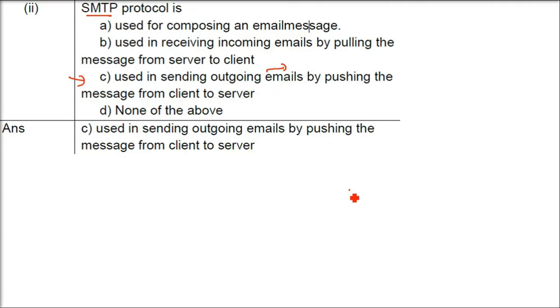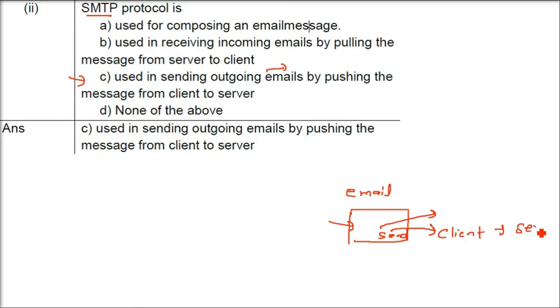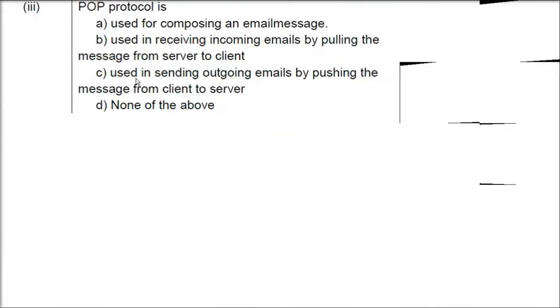So what do you do? You open an email client. It can be Gmail, it can be Yahoo, it can be Outlook. Now you type here and then you send. This sending or pushing of the email to the mail server, so this is your client and there will be a mail server, that pushing is done by the simple mail transfer protocol from client to server.